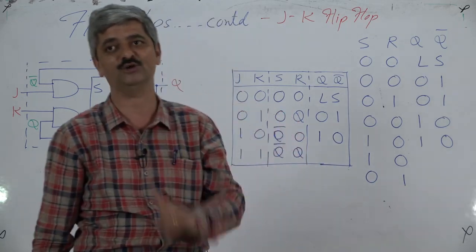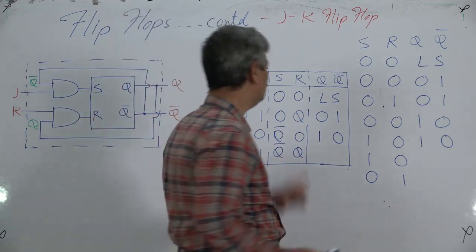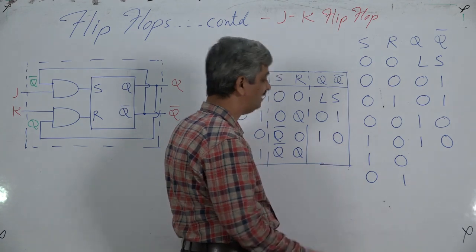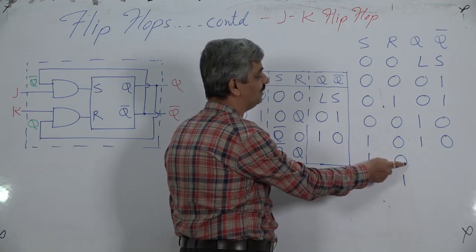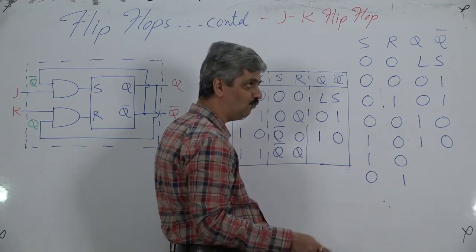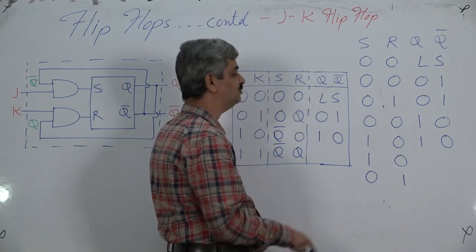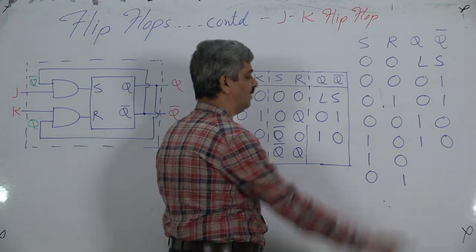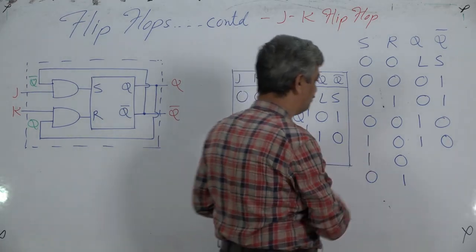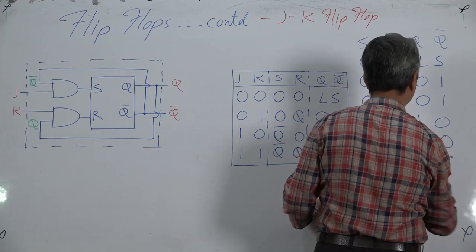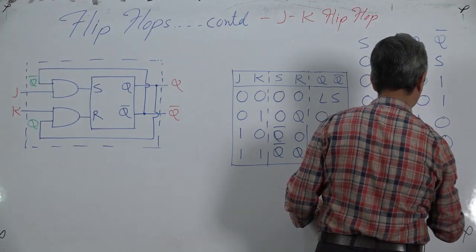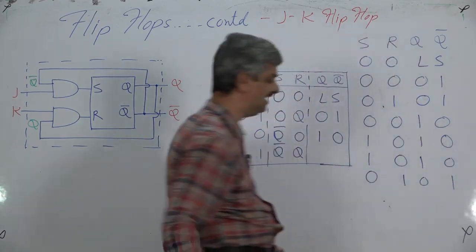So, if Q is 0 and Q bar is 1, the new inputs are S equal to 1 and R equal to 0. If Q is 1 and Q bar is 0, the new inputs are S equal to 0 and R equal to 1. So, what are the outputs here? 0, 1 and 1, 0 and 0, 1. What does it mean? It's a very interesting situation.